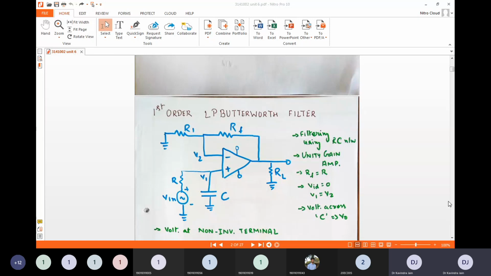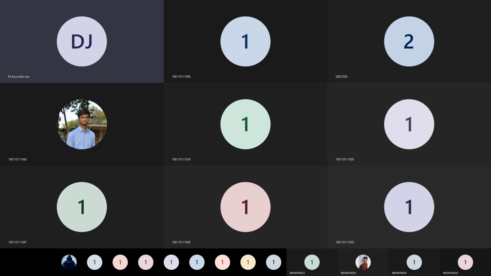Now we are going to calculate the frequency response. Okay, so how to calculate the frequency response? Now we are going to plot the frequency response of a low pass filter. So the frequency response of the low pass filter for our first numerical. I hope all of you have your first numerical with you.